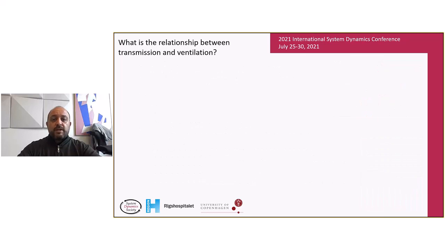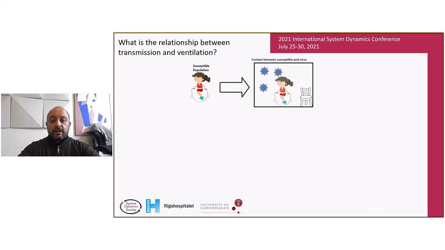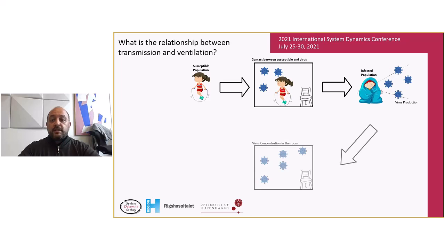The first question we attempt to answer when developing this model is to understand the physics of the problem. There is a susceptible population which comes in contact with viruses in the air within a room and eventually becomes infected. This infected population become producers of viruses, which continue to accumulate in the room. This increases the density of viruses in the room, resulting in the infection of other susceptibles, creating a vicious cycle of virus production and infection.